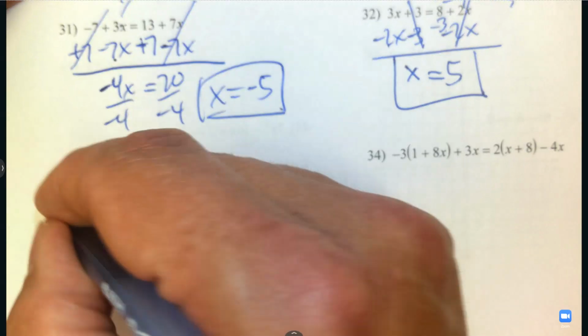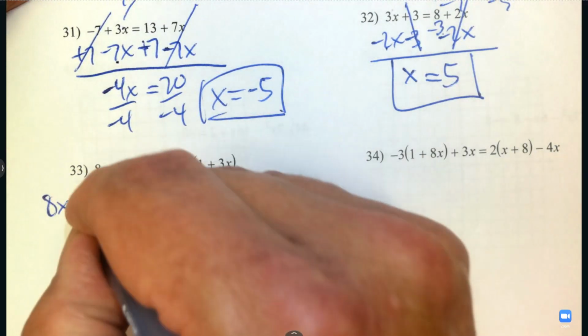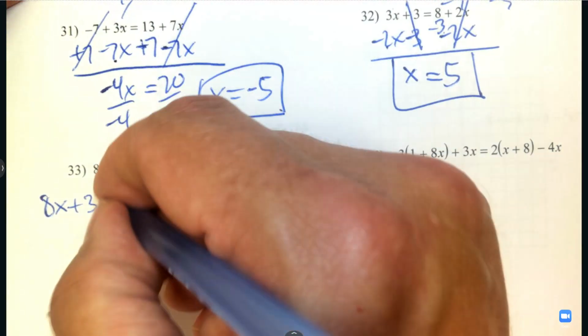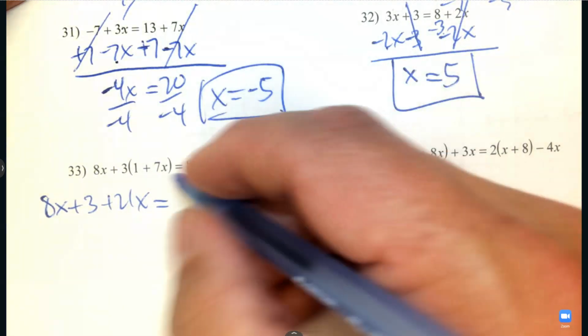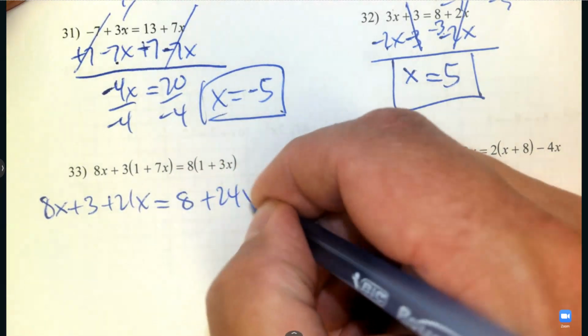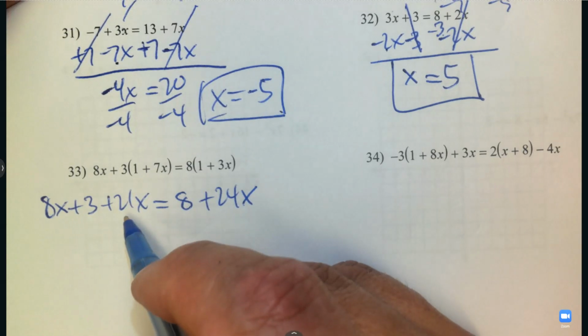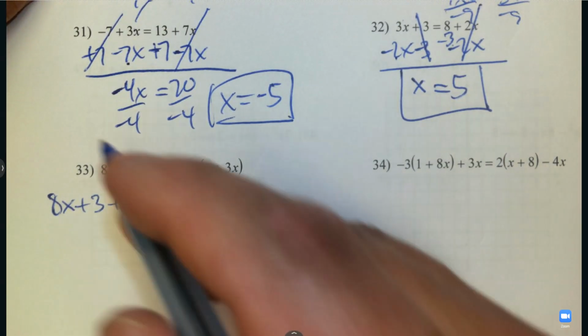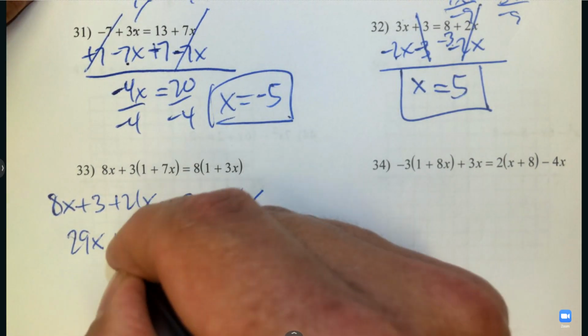A lot of distributing here. So 3 times 1, 3 times 7. 8 times 1, 8 times 3. Then combine like terms on the side they are. So 8 and 21, do what it says.